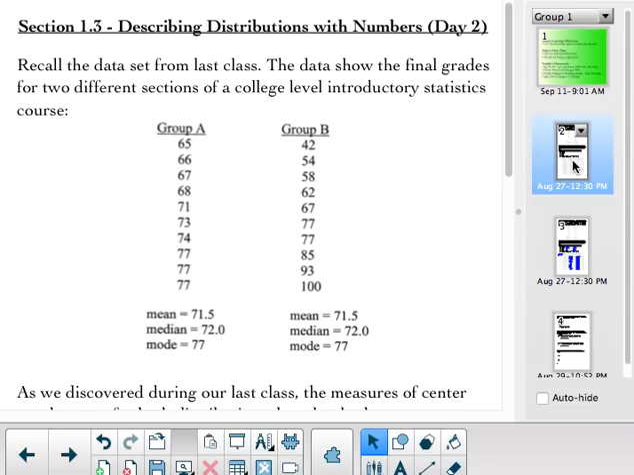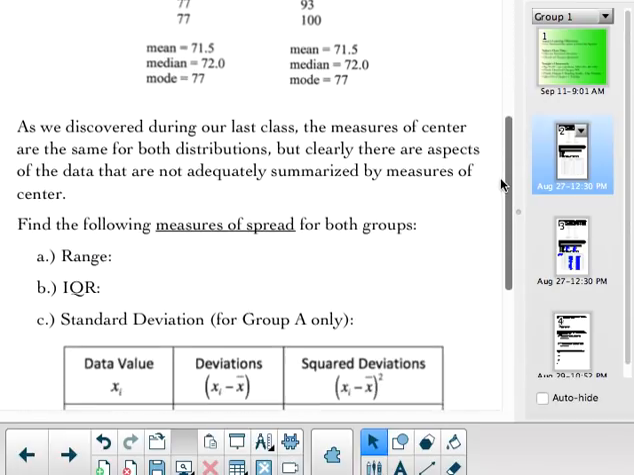Okay, so this was the data set that we started with last class, and we looked at 2 different groups of data. What we saw there was that the measures of center were exactly the same for both of these distributions, and so we used that to say, well, measures of center are not enough. Oftentimes we talk about the means or the medians, and that's a good measure of the middle, but there's also a story to be told for how the data is spread as well. And so we talked a little bit about that during our last class.